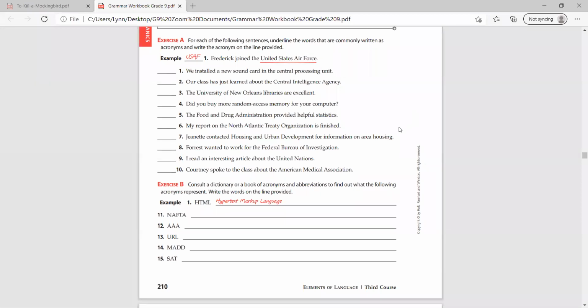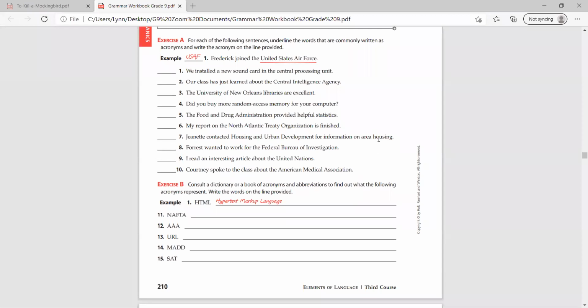All right, number 7. We would change housing and urban development to the H capital and the U in urban and the D in development. Yes. 8, Federal Bureau of Investigation, FBI. Yes. 9, UN. Yes, United Nations. 10, AMA. Yes, American Medical Association. Good job. Thank you.